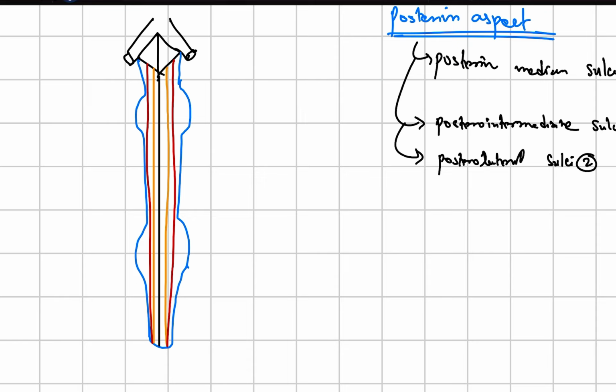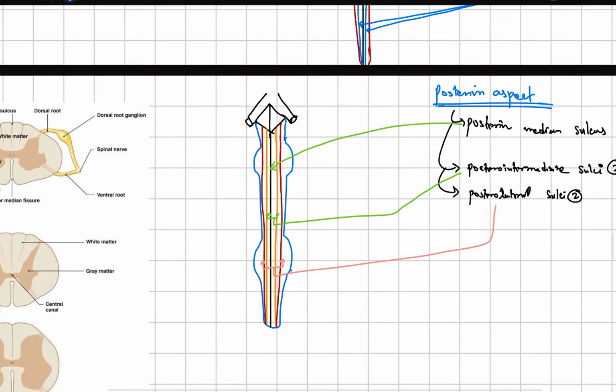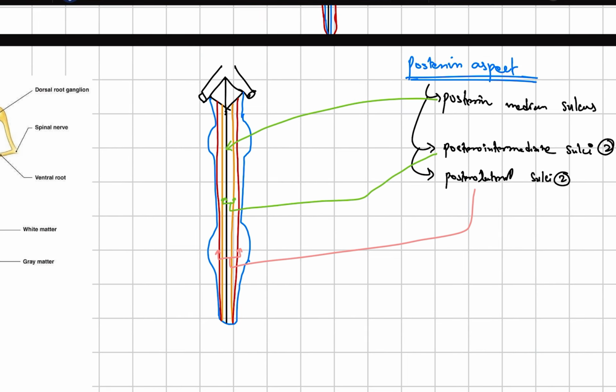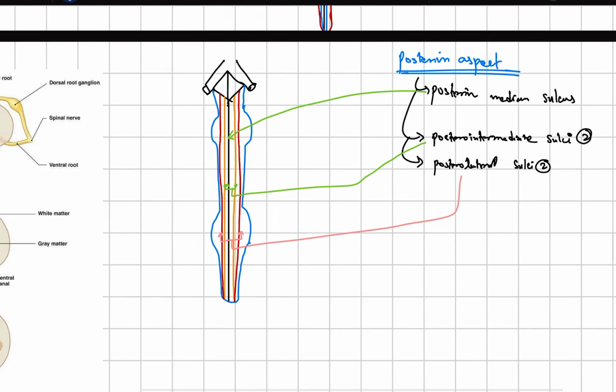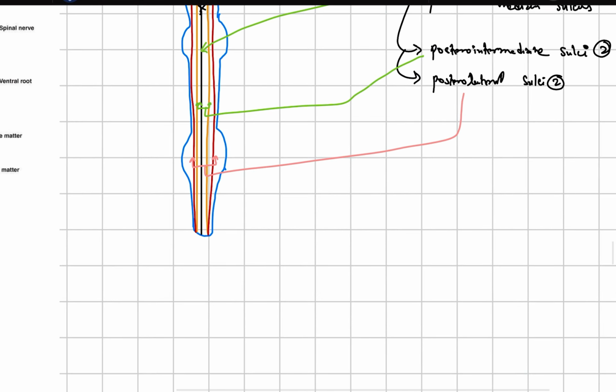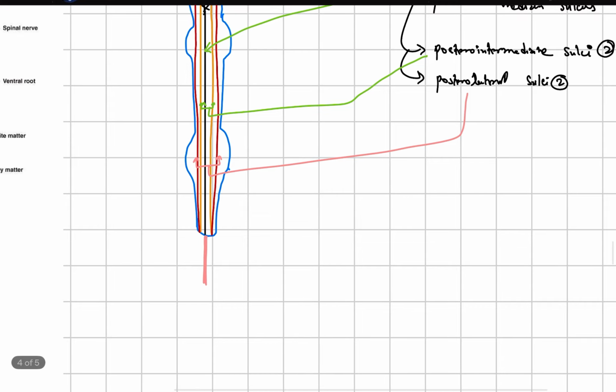Now in the diagram, this is posterior. These 2 are intermediate, and then on the outer side, in red, these are the posterolateral. And again here is the filum terminale, and there are lots of nerves passing through it.